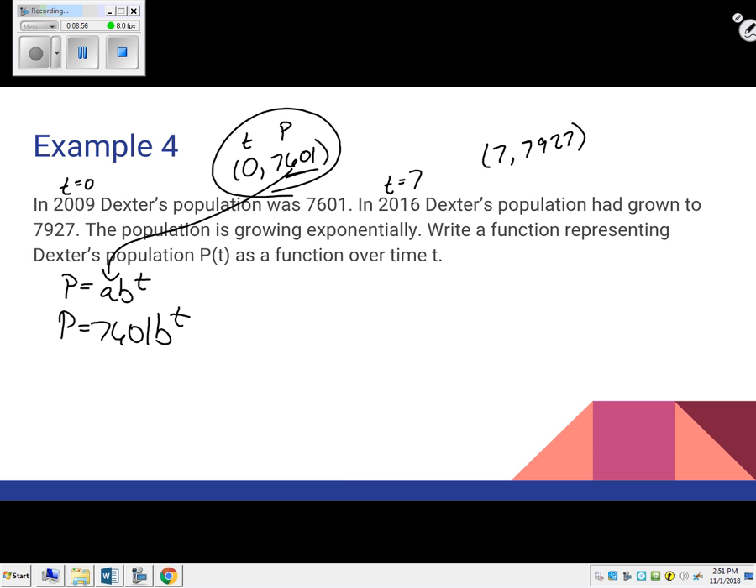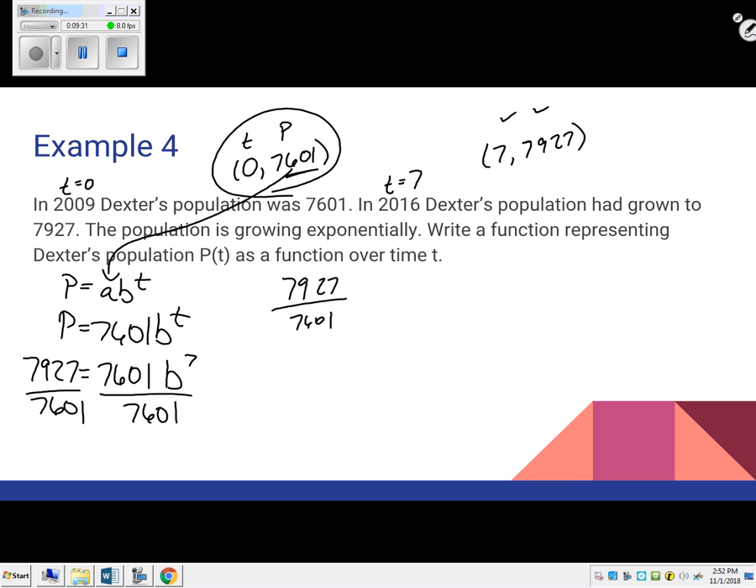And then it tells me a random other year. I chose 2016 on this. So that tells me that the population that was 7,601, after it followed this growth factor for 7 years, it grew up to the point of being 7,927. I just have a problem. I want to solve this for B. Now, be careful there. I am actually not going to put anything in my calculator until the end to help get a more specific answer, not taking a rounded answer of a rounded answer.